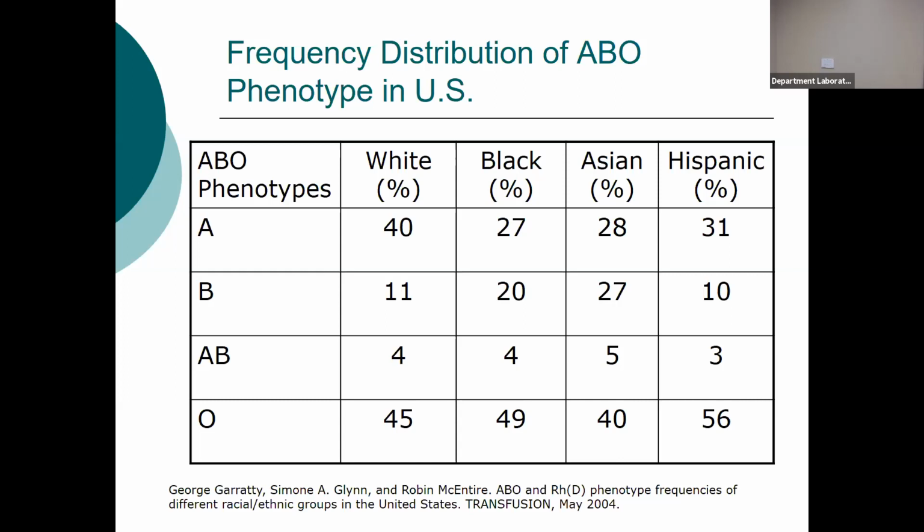On an exam, I don't want you to spend time memorizing these frequencies, okay? If I give you a frequency question, I will give you your ABO percentages. There are other topics in blood bank that you need to memorize, not so much this. However, you will need to remember that 85% of the population is Rh positive and 15% is Rh negative. You will need to know that, okay? But we'll get to that.